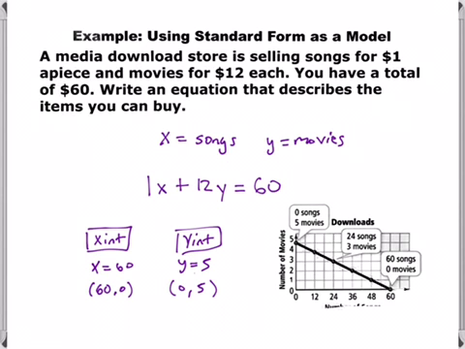So in this case, we know that you have the opportunity to buy 60 songs and 0 movies, or you could buy 0 songs and 5 movies, or you could buy the combination of possibly 3 movies and 24 songs and still keep your amount at $60.